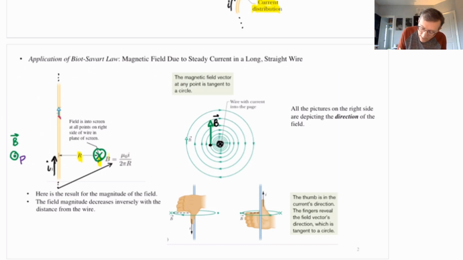If you pick a different point, like right there, and want to represent the magnetic field as a vector, you still draw an arrow tangent to the magnetic field line, but it's considerably shorter now because you're farther away from the wire and the field is weaker.